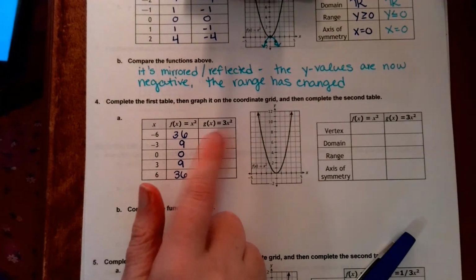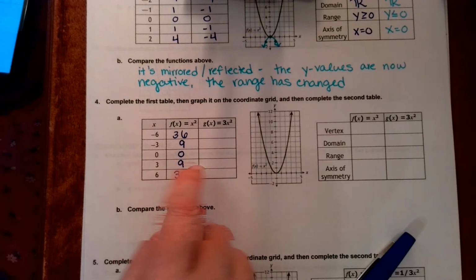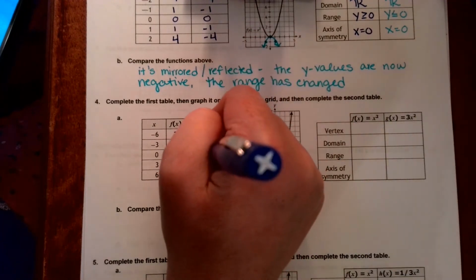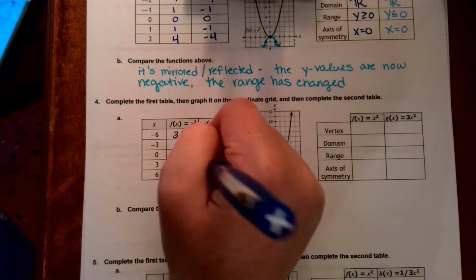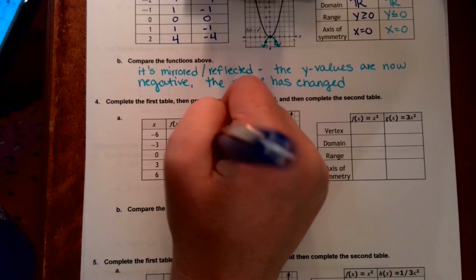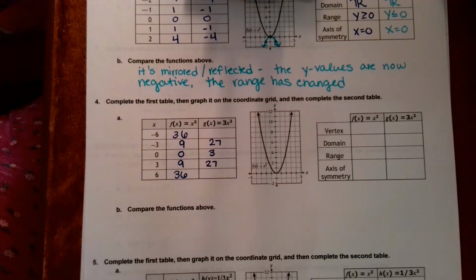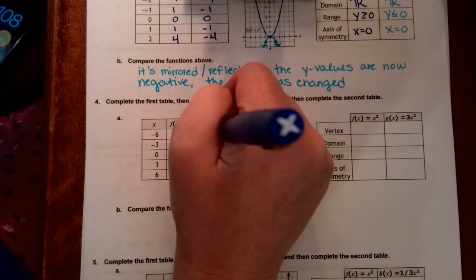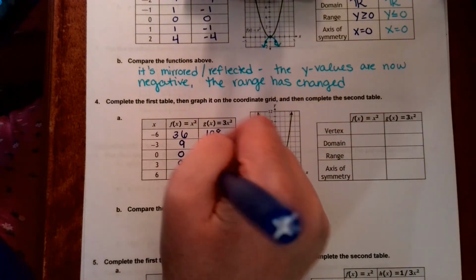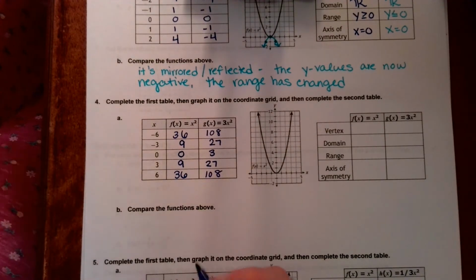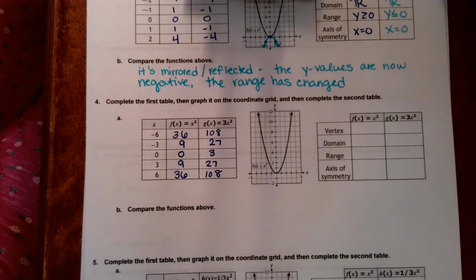Alright, so this is 3x squared, which means we take all these points and multiply them by 3. So 0 times 3 is still 0. 9 times 3 is 27. And 36 times 3, 108? 108. Okay. Which is going to be a pain in the butt to graph on here, but we're going to do it.